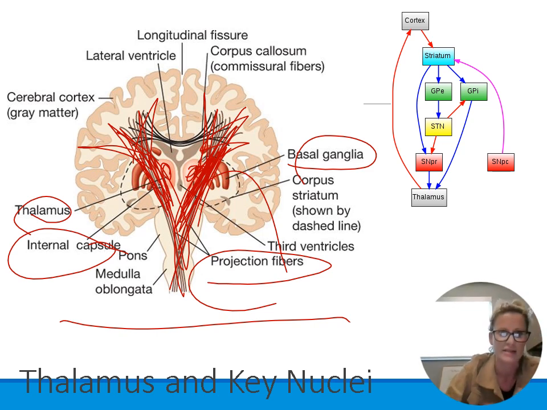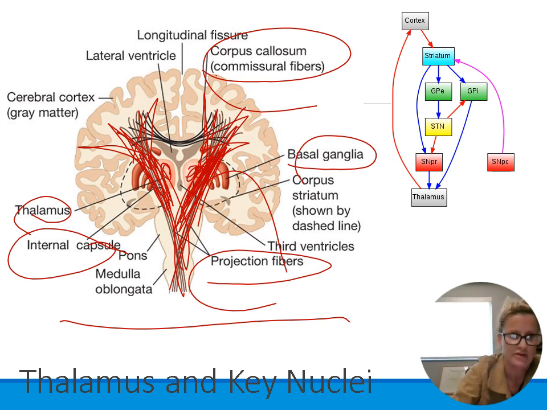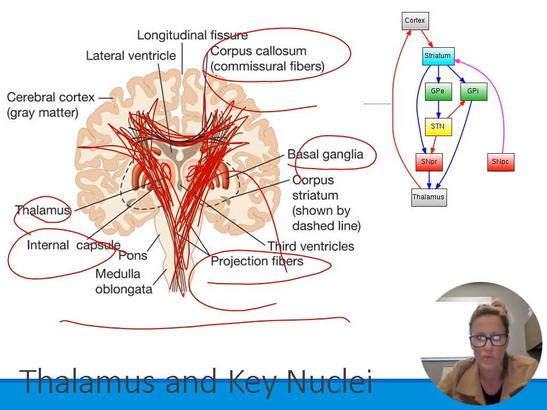And we refer to that as the corona radiata. You can also see the fibers of the corpus callosum passing back and forth between the hemispheres so that they can communicate with each other.